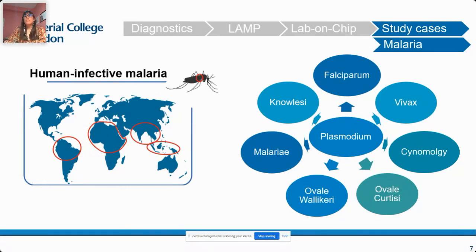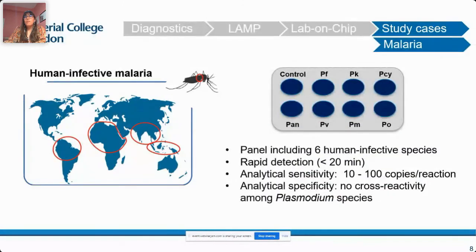Nevertheless, it's also important to diagnose non-falciparum malaria, which is currently misdiagnosed because of the lack of tests, and therefore cases are underestimated. So we have been working on the development of a panel of assays to detect all human infecting Plasmodium species with a turnaround time of less than 20 minutes and high sensitivity and specificity.